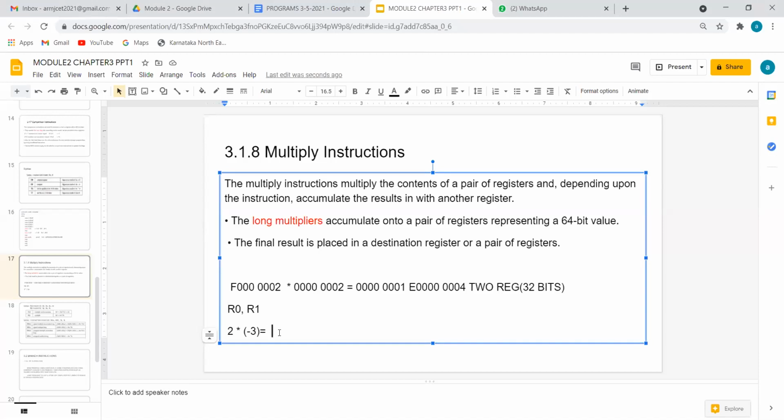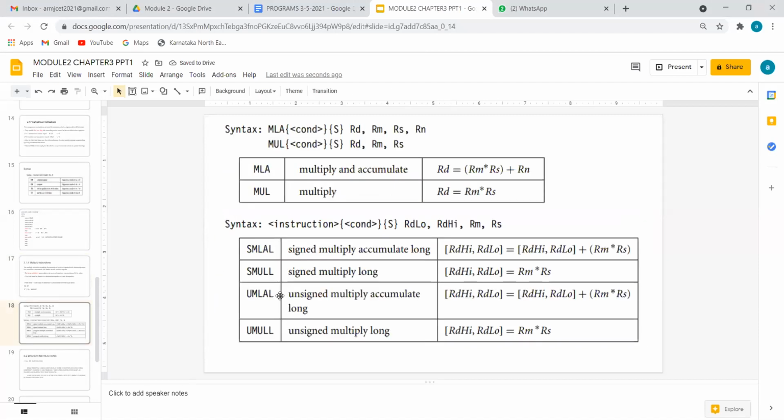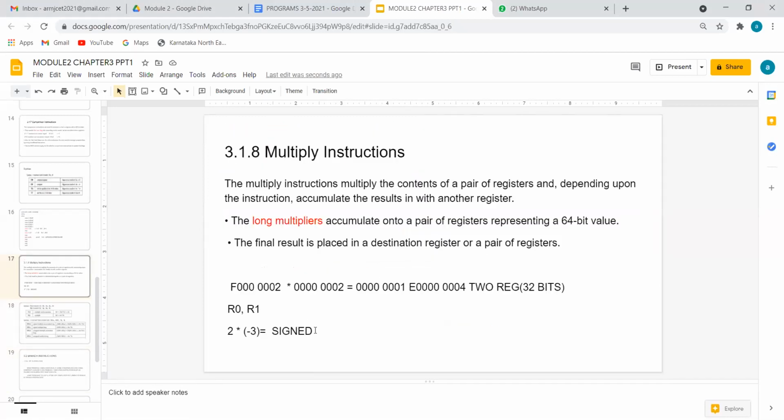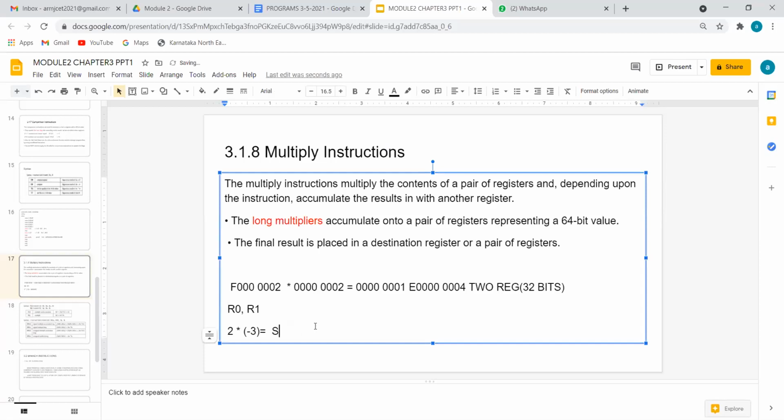2 star of minus 3. Okay, so if it's a signed multiplication like SMLAL or SMULL, the definitions are here. You can see signed, multiply, accumulate, long. SMULL: signed, multiply, long. So if I use SMLAL or SMULL, the answer will be minus 6.